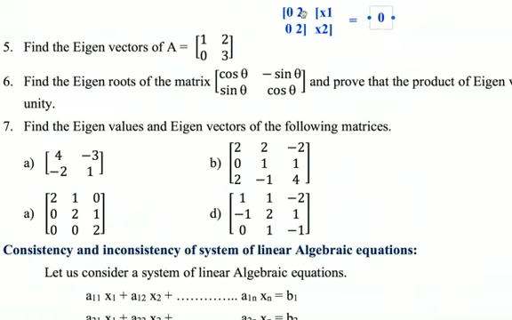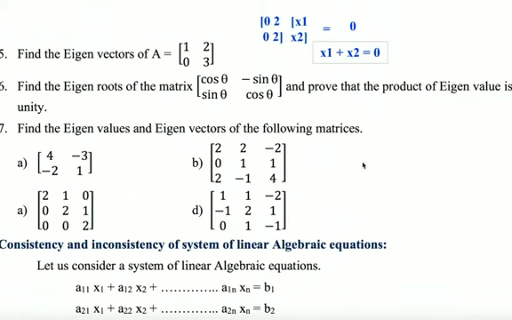Fair enough. 2x1 plus 2x2, or x1 plus x2 equals 0. The final equation you got here is x1 plus x2 equals 0. You need to find an eigenvector to satisfy this equation. You can take either x1 as 1 or x2 as 1. If you take x1 as 1, x2 becomes minus 1. So (1, minus 1) is an eigenvector, or (minus 1, 1) is also an eigenvector. This is one of the eigenvectors.